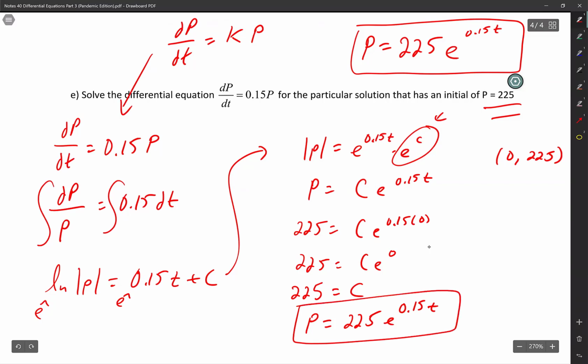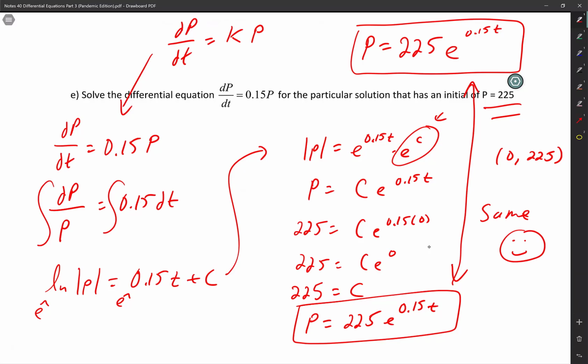Wouldn't it be easier if you just recognize it and just write your equation right off the bat? Yes. It's just easier if you just recognize it and write your equation right off the bat.